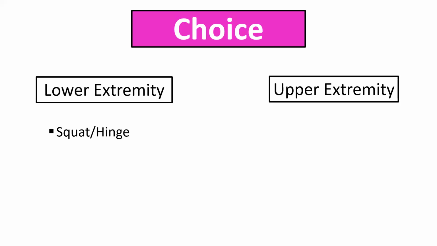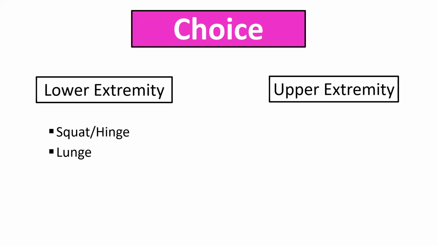The first one is the squat or the hinge. This is where the pelvis moves in the x-axis, so we're doing a sagittal plane movement where we are bilateral and we're going through hip flexion, hip extension, knee flexion, knee extension, ankle plantar flexion, ankle dorsiflexion. Okay. The next one is lunge.